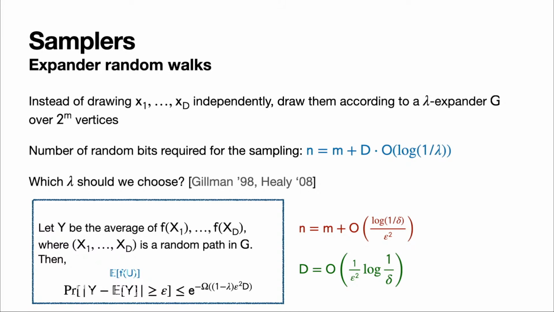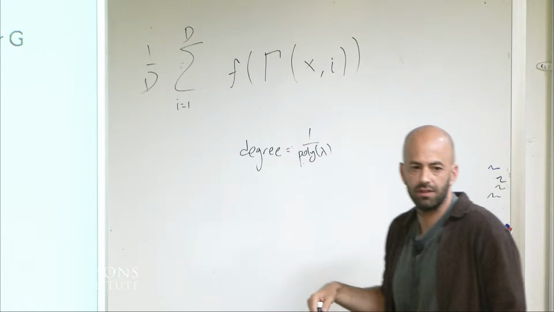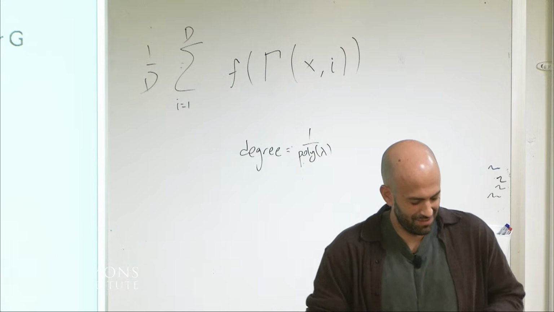I'm still confused. Yeah, sure. Is it 1 over lambda, square root of the degree? Sure, but because we're taking logs, I'm ignoring powers. I don't care. For me, the degree is like 1 over poly, 1 over lambda squared.